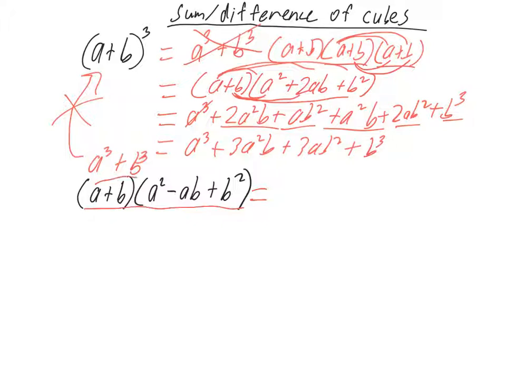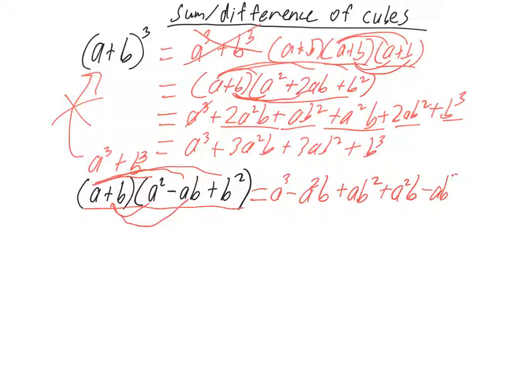So a times the a squared gives us our a cubed. A times the negative ab, that's a minus a squared b. A times b squared, that's a plus ab squared. And then distribute the b. That's b times a squared, or a squared b. B times the negative ab, that's minus ab squared. And then plus the b cubed.